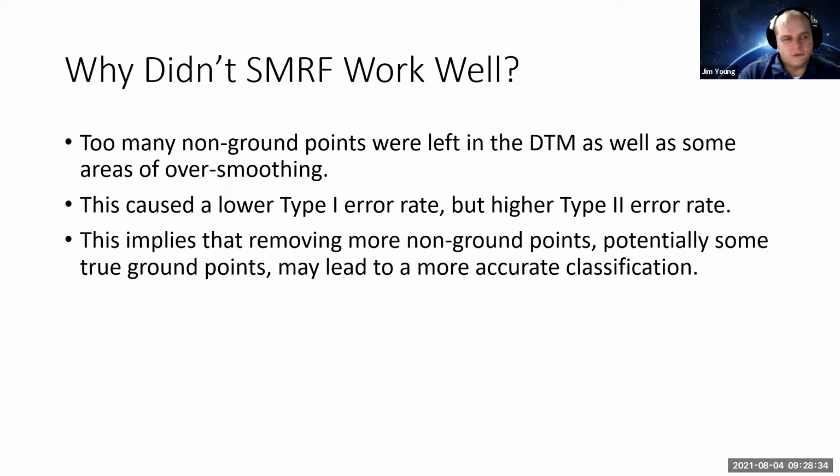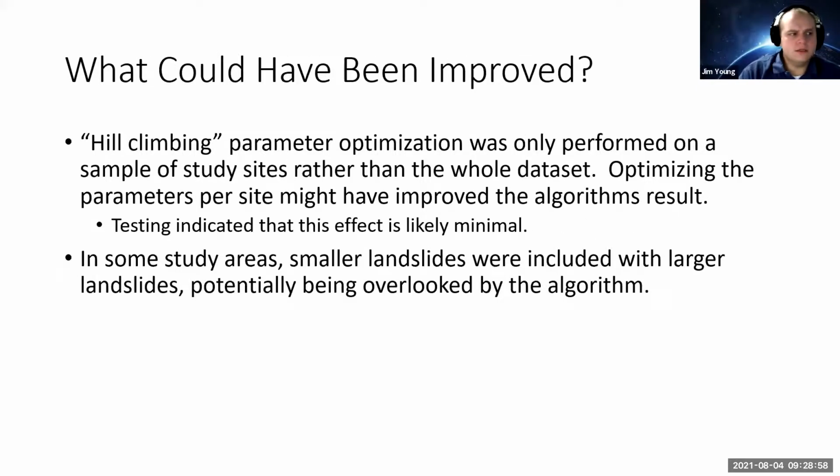So why didn't SMRF work well? It showed that too many ground points were left in the DTM, as well as some areas of oversmoothing. And this was caused by a lower type 1 error rate, but a higher type 2 error rate. And this implies that removing more non-ground points, potentially even some true ground points, may lead to a more accurate classification.